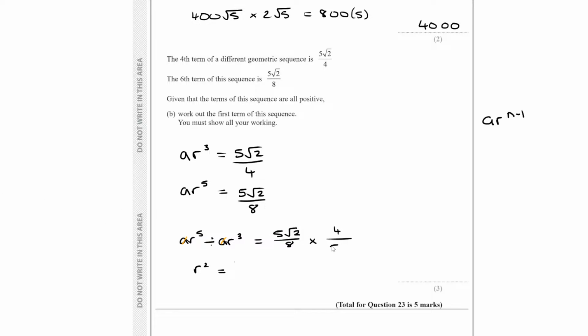4 over 5 root 2. Do you see how the 5 root 2s, like if I multiply them, obviously they would cancel. And then I've got 4 over 8. 4 over 8 is obviously half. So either way, you should get that the common ratio squared is a half. So as long as you don't think the common ratio itself is a half, it's not, it's squared. So if I want to know the common ratio each time, I need to square root that.